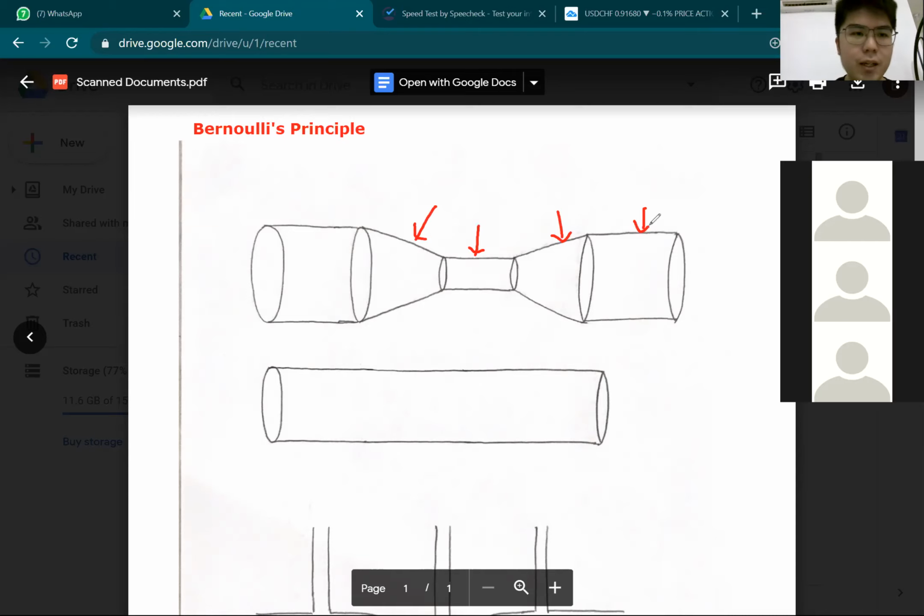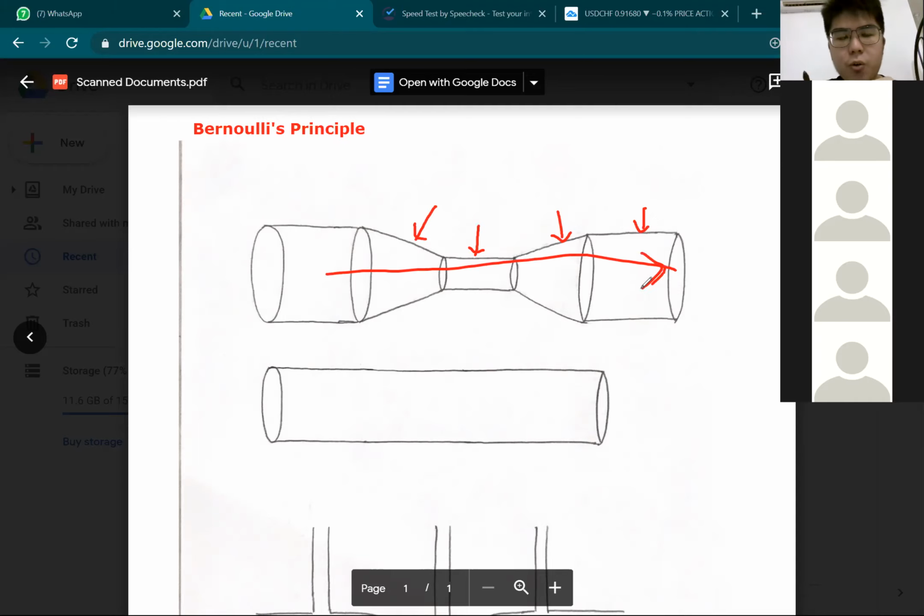Just think about it. No need to answer me or anything. Imagine there is water flowing in here, from left to right. How does the flow behave? And what is the relationship between the flow and the pressure? How does the pressure change? What is the speed of the flow? How does it change? So today we are going to learn all about this.